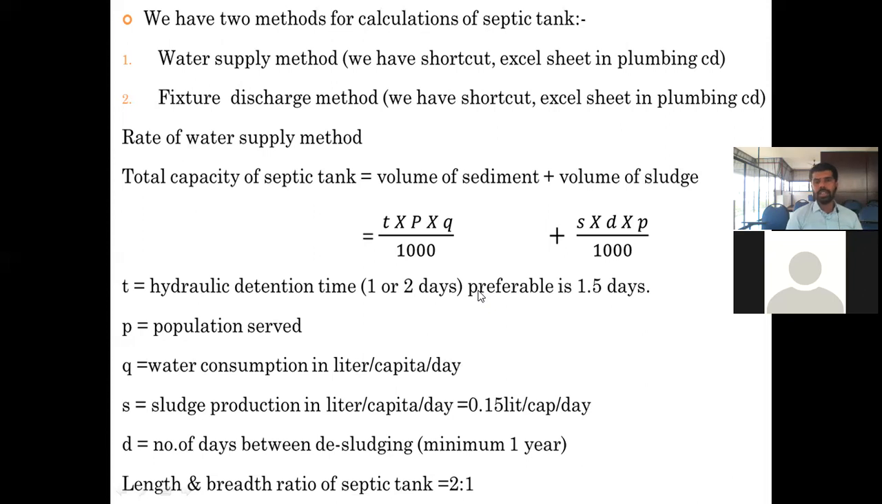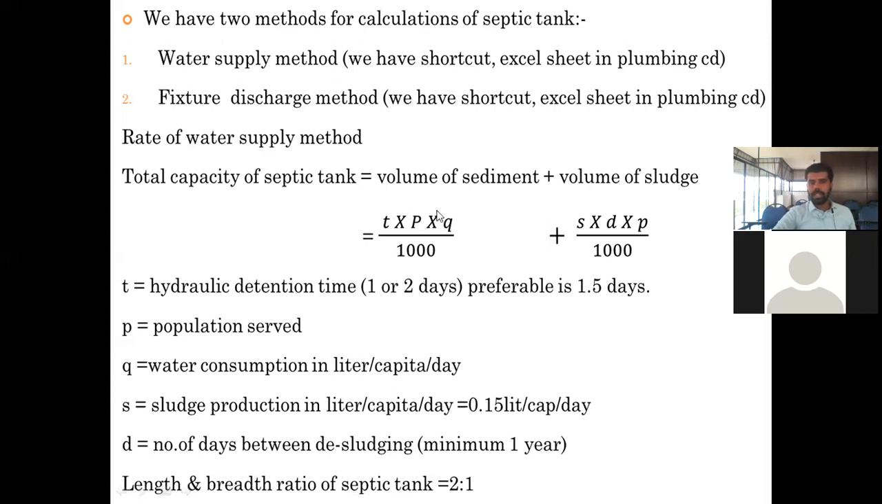Within 2 minutes, just by using this formula, you can calculate the capacity of the septic tank, by a real design. So the total capacity of the septic tank is the volume of the sediment plus the volume of the sludge. The addition of both sediment and sludge will be the total capacity of the septic tank, because both the wastewater as well as the solid waste will be coming inside the septic tank, right? So the total capacity will be the volume of the sediment plus the volume of the sludge.